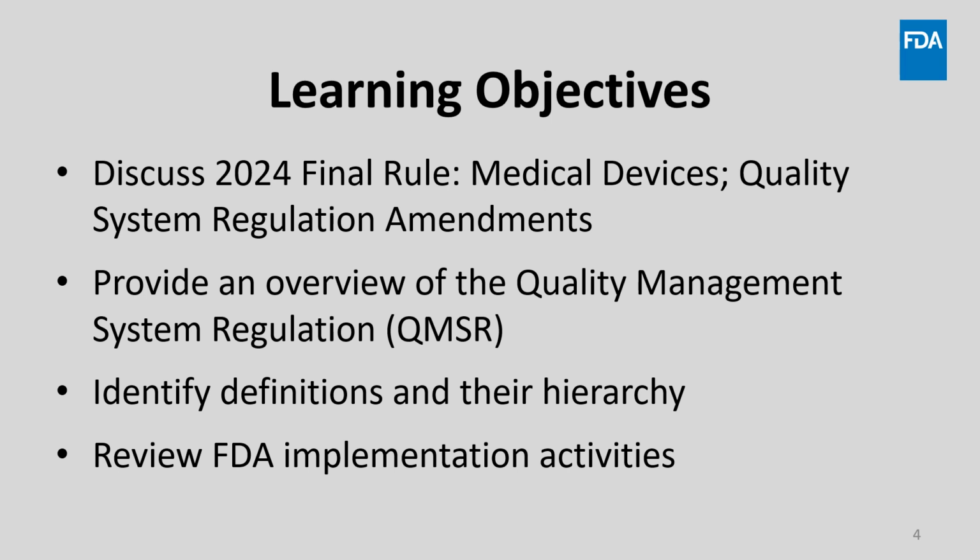Let's get to our learning objectives. First, I will discuss the final rule, including its preamble. Then I'll provide an overview of the Quality Management System regulation. Third, we'll identify some important definitions and their hierarchy of application. And finally, I'll review some FDA activities to implement the rule.